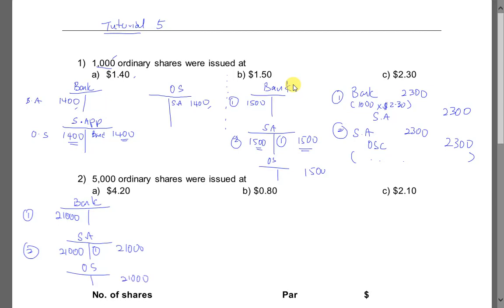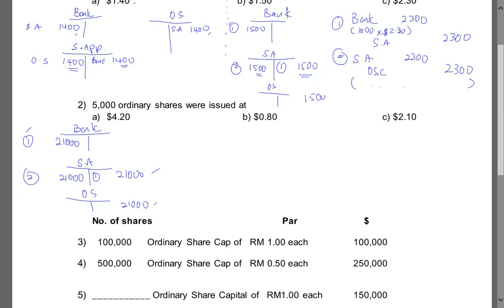Okay, so why do we have 2 steps here? Because the first step is when we receive money from our applicants, we credit share application, and after that, when we issue shares, we debit share application, and we issue shares by crediting the ordinary share. Alright, so the same goes for question 2B and C. Right, next.